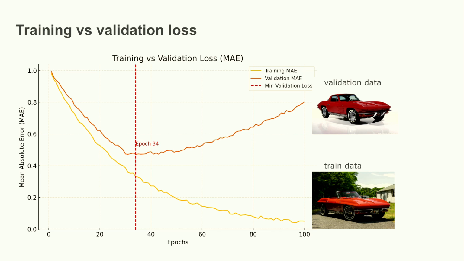Note that each pass through all of our training data is called an epoch. This terminology is important for us to remember. We can say that the model is at its best fit in epoch 34. It's underfitted before epoch 34 and overfitted after epoch 34.